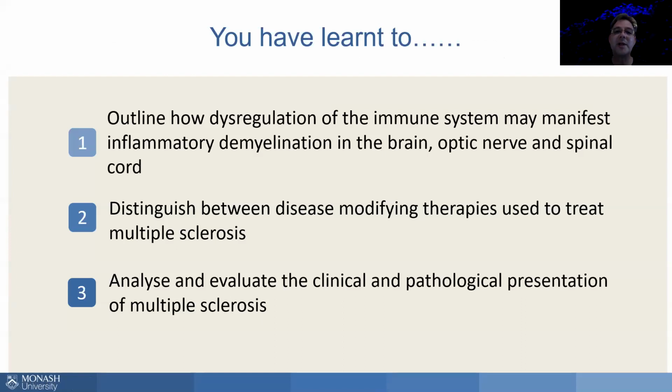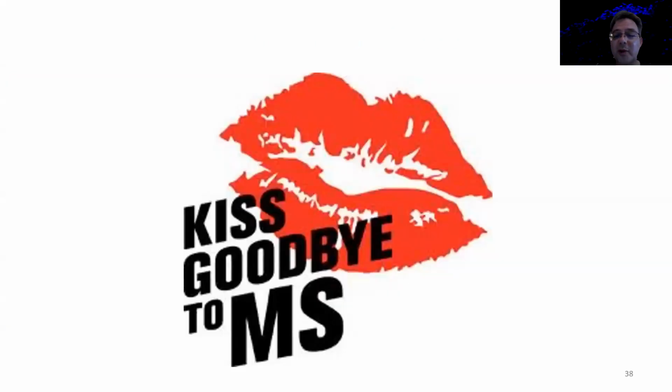So what have you learned in this lecture? We've outlined how dysregulation of the immune system may manifest inflammatory demyelination in the brain, optic nerve, and spinal cord. These are the anatomical sites that produce these clinical outcomes in patients. We have distinguished between disease-modifying therapies used to treat multiple sclerosis, and we've also analysed and evaluated the clinical and pathological presentation of multiple sclerosis.